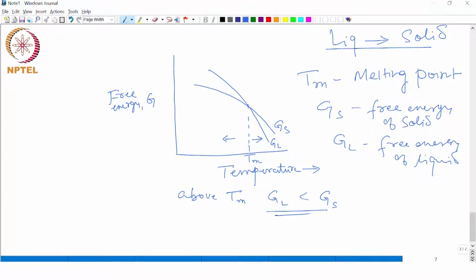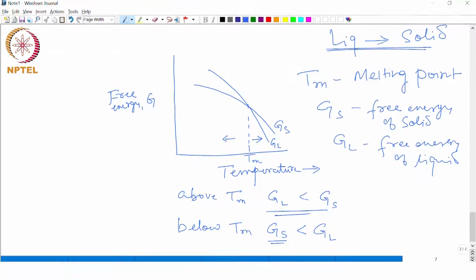Similarly, below Tm, the free energy of the solid is less than that of the liquid, and therefore, the solid is more stable below the melting point, and that is why when you reduce the temperature below the melting point, the liquid transforms into a solid, right.